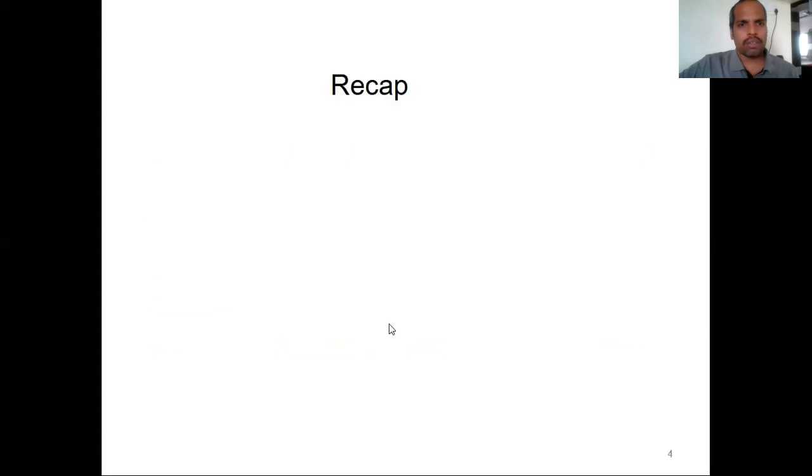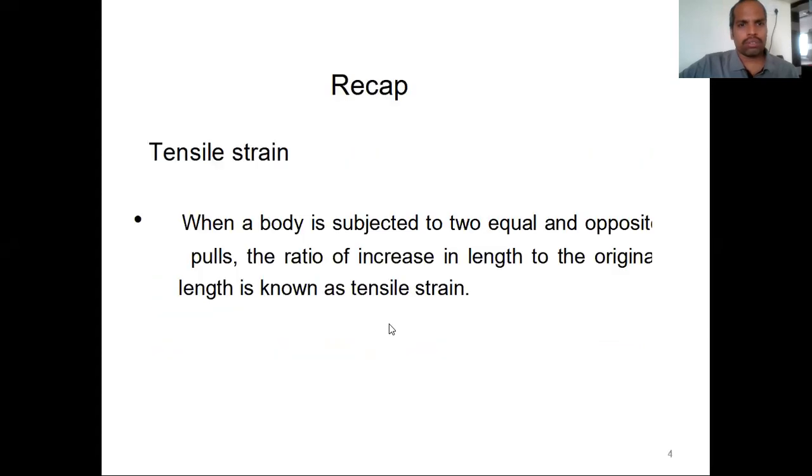Tensile strain: when a body is subjected to equal and opposite pulls, the ratio of increase in length to the original length is the tensile strain. When a member is subjected to tensile force, obviously elongation takes place, so the increase in length comes into the picture. Along the direction of the force, if it is subjected to tension, there will be an increase in length.